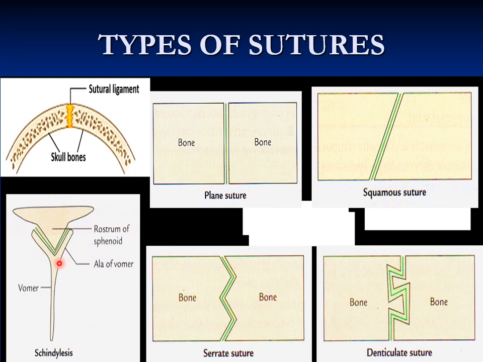Here is the example of schindylesis. In schindylesis, there is a long wedge-like surface of one bone that fits into a single groove of another bone. A typical example is the rostrum of the sphenoid bone making that wedge-like surface. It is fitted into a single groove or cavity formed by another bone, here the vomer bone. Okay, I will show you examples of each variety.